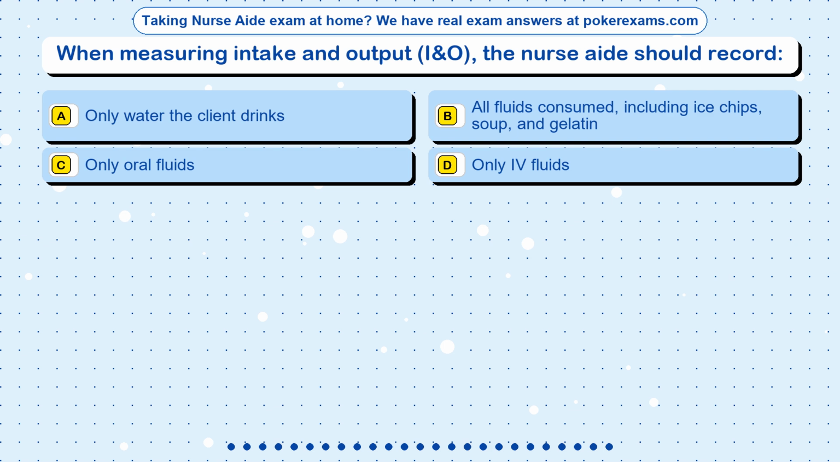Question 10. When measuring intake and output, I&O, the nurse aide should record: Option A. Only water the client drinks. Option B. All fluids consumed, including ice chips, soup, and gelatin. Option C. Only oral fluids. Option D. Only IV fluids.